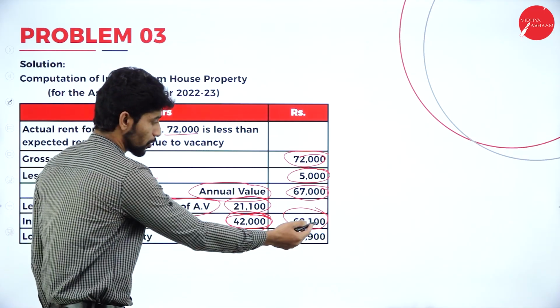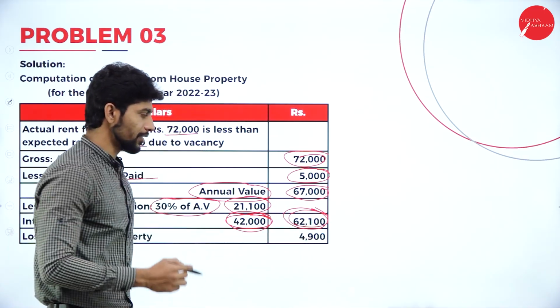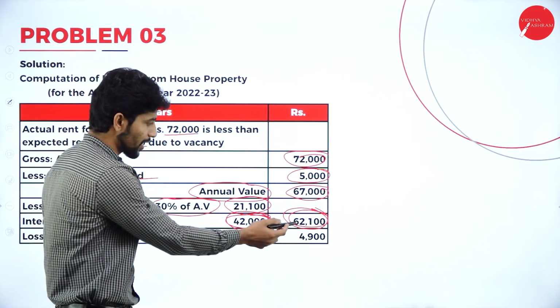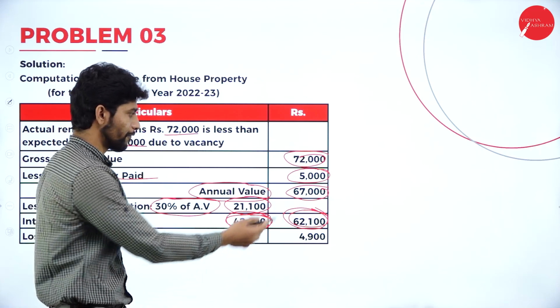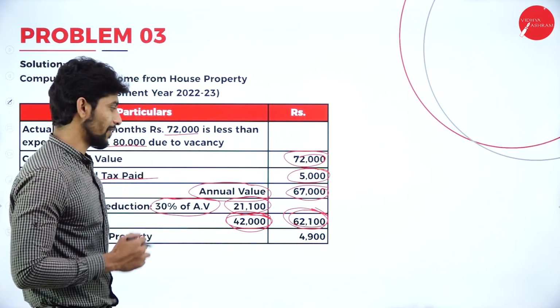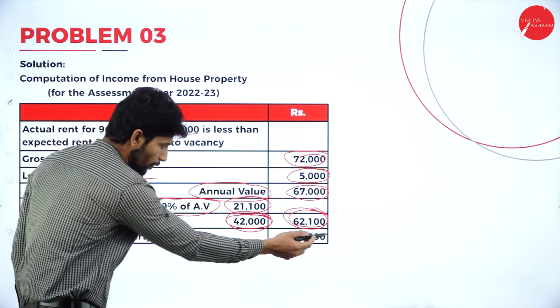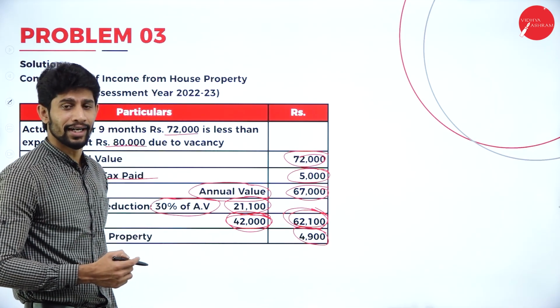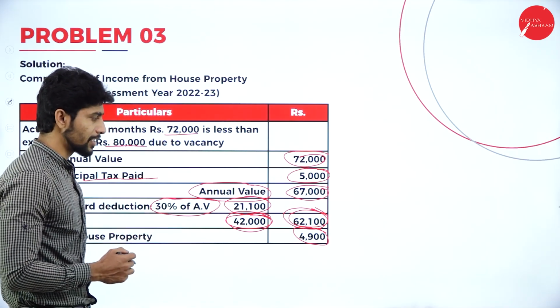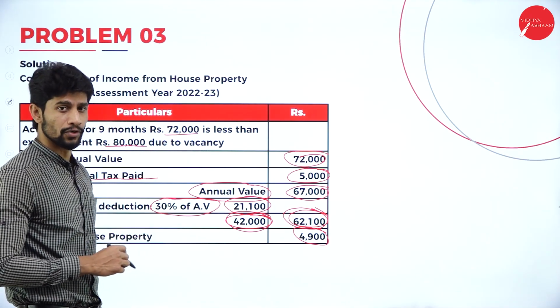You will get the total of 62,100. So now deduct the 62,100 from rupees 67,000. From rupees 67,000, you will get the balance of 4,900. That 4,900 is called income from house property.